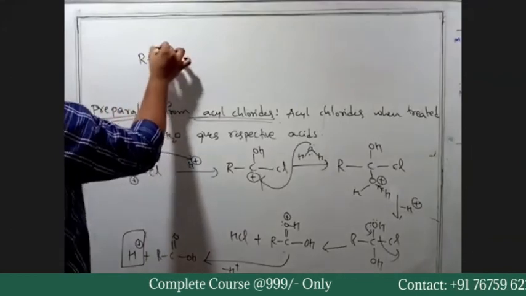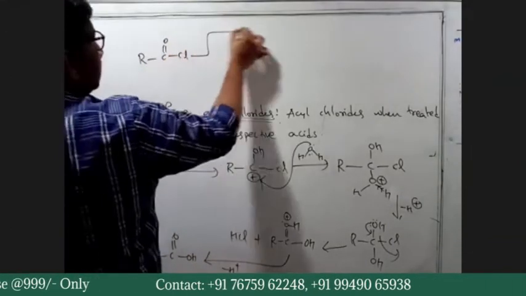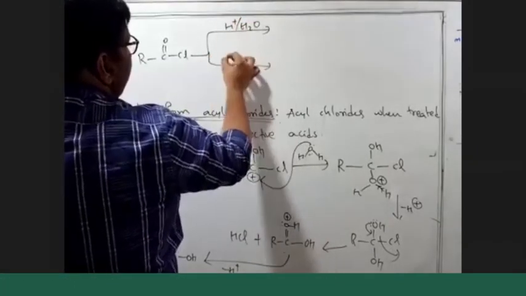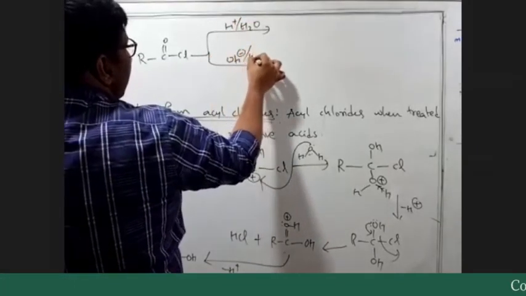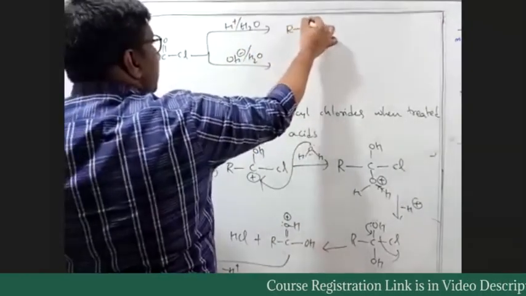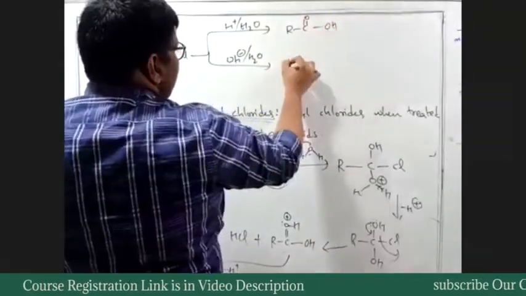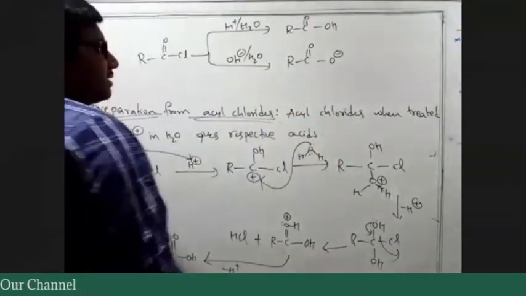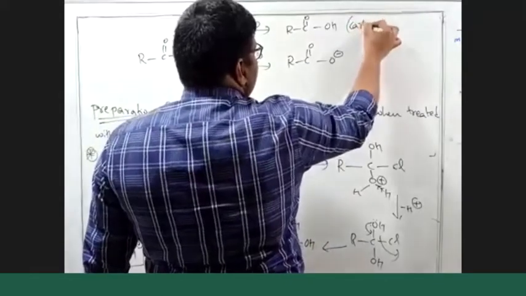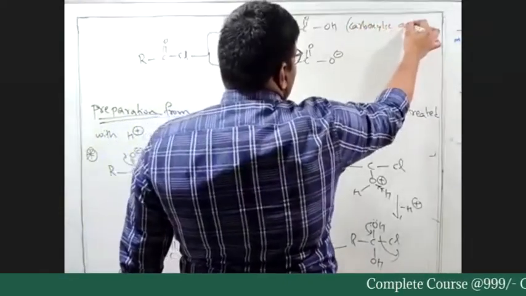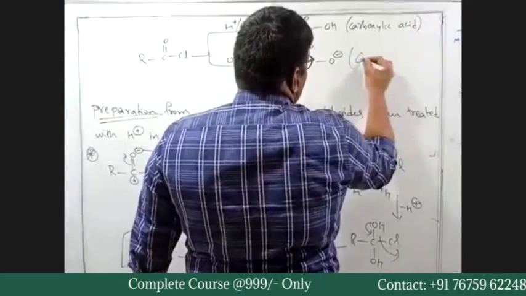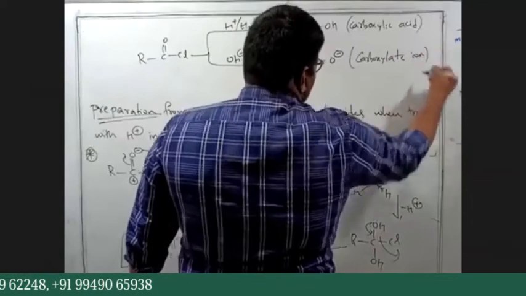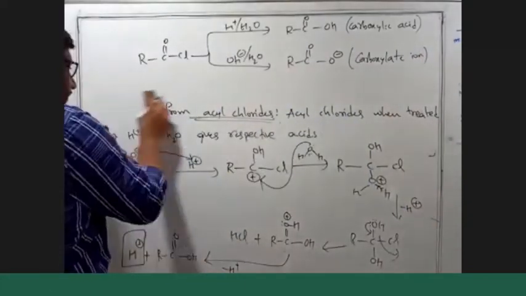So R C double bond O Cl, H plus in the presence of H2O and OH minus in the presence of H2O. We'll get R C double bond OH when we do acidic hydrolysis. When we do basic hydrolysis, you will get R C double bond O minus. This is carboxylic acid. The second stage is carboxylate ion. Is it clear?